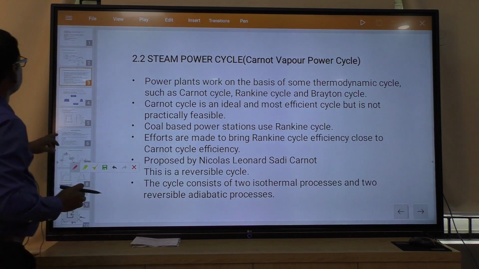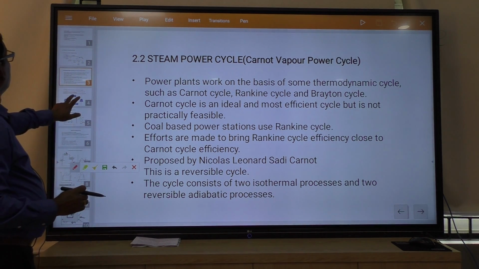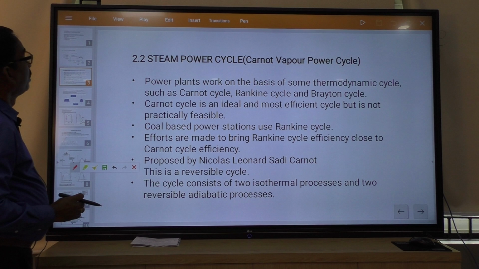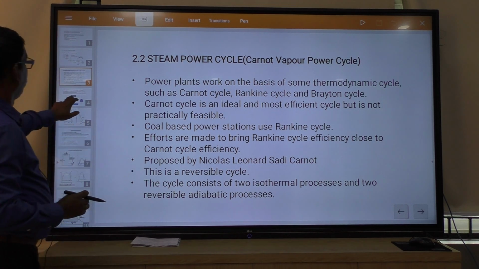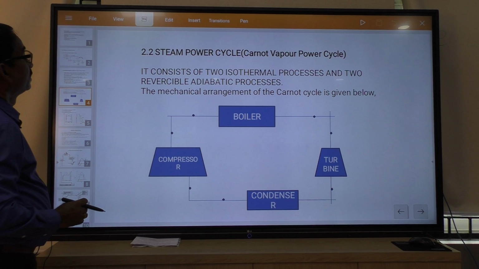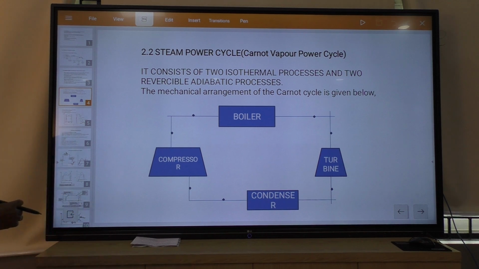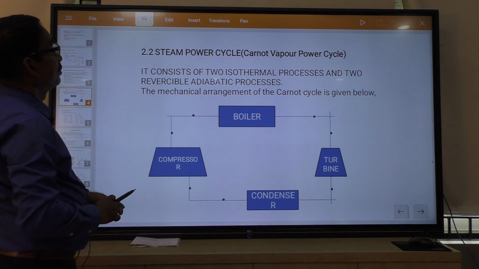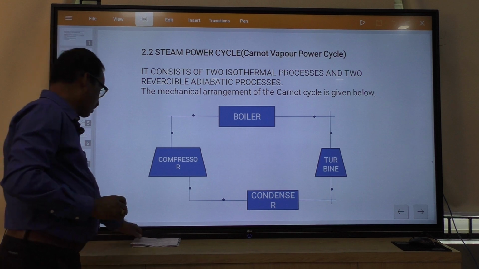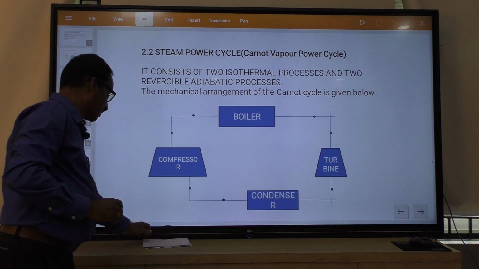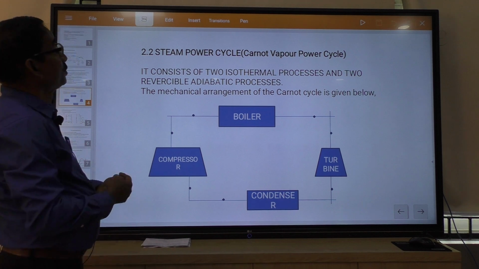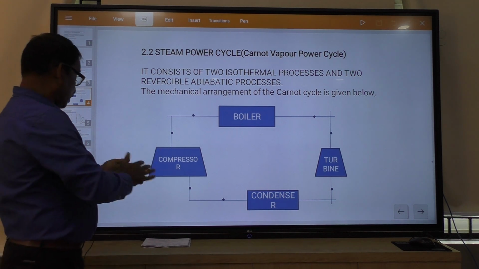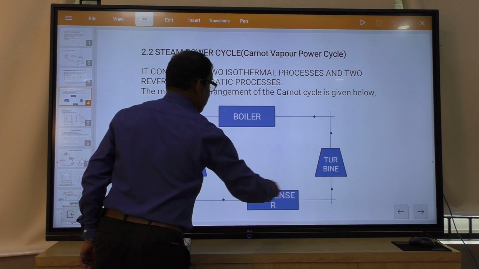Next slide is your Carnot vapor power cycle. Now, instead of Carnot cycle you call it Carnot vapor cycle, because here vapor is your working fluid flowing through this total cycle.